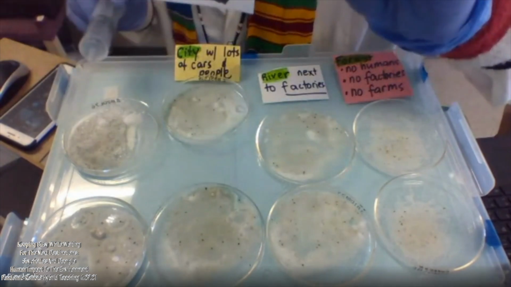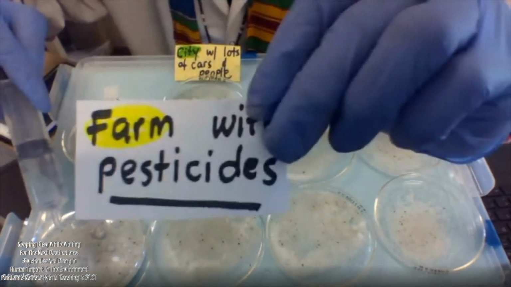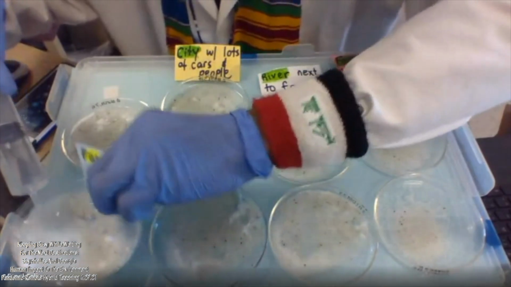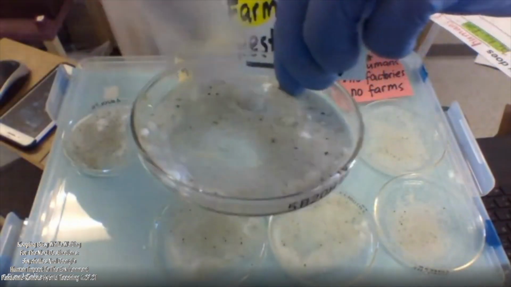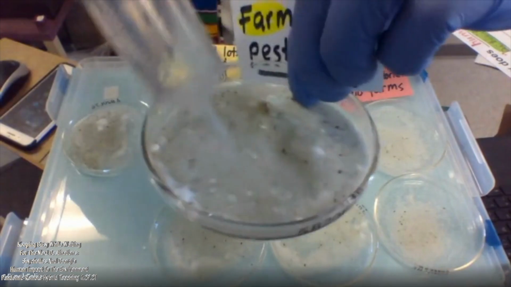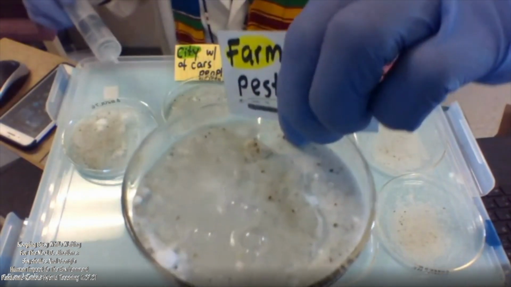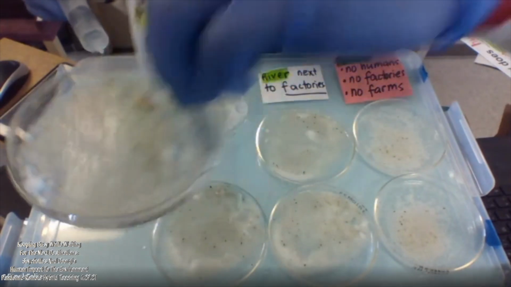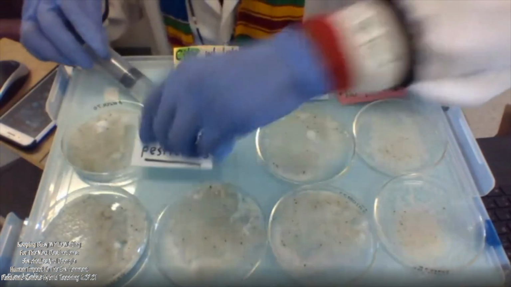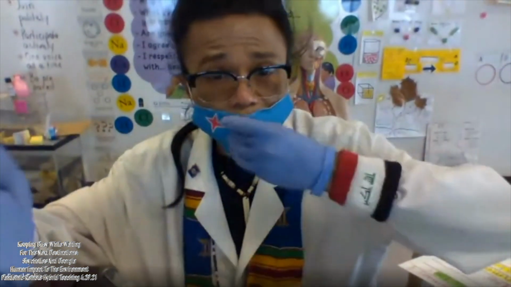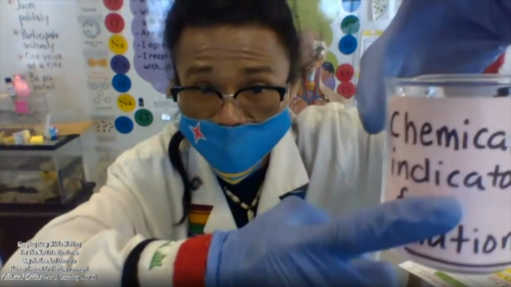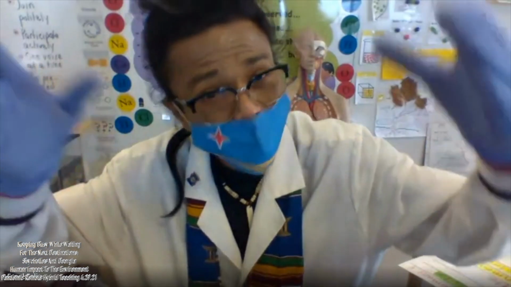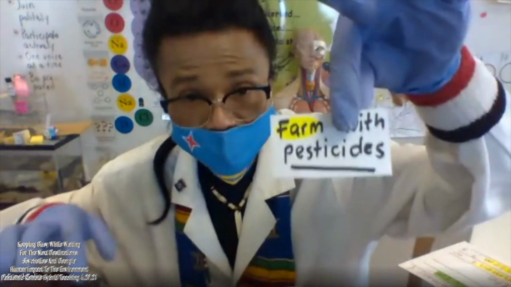Is the soil polluted? Let me do it once again. Farm with pesticides. Is it polluted? Yes or no? Oh, definitely yes. Based on what we expect, there must be fizzing, there must be bubbling when this chemical is added, and that indicates that the soil may be polluted because of the pesticides.